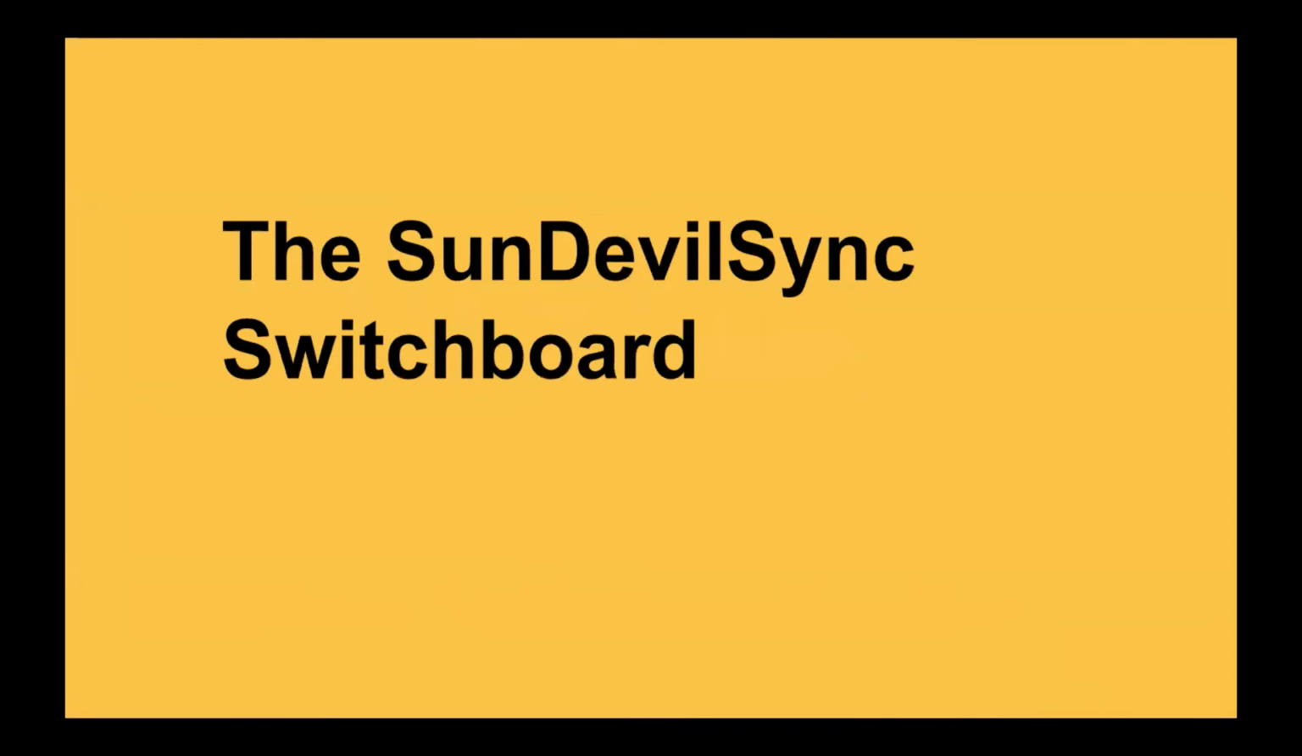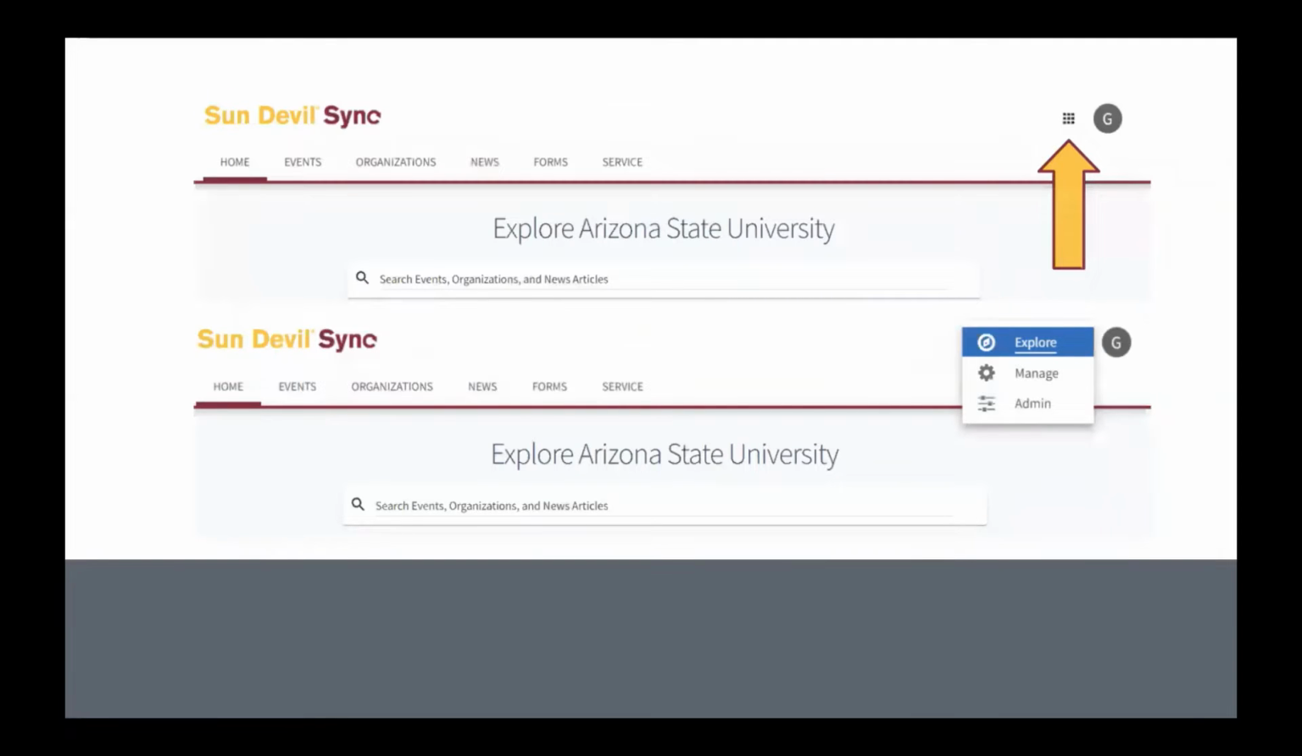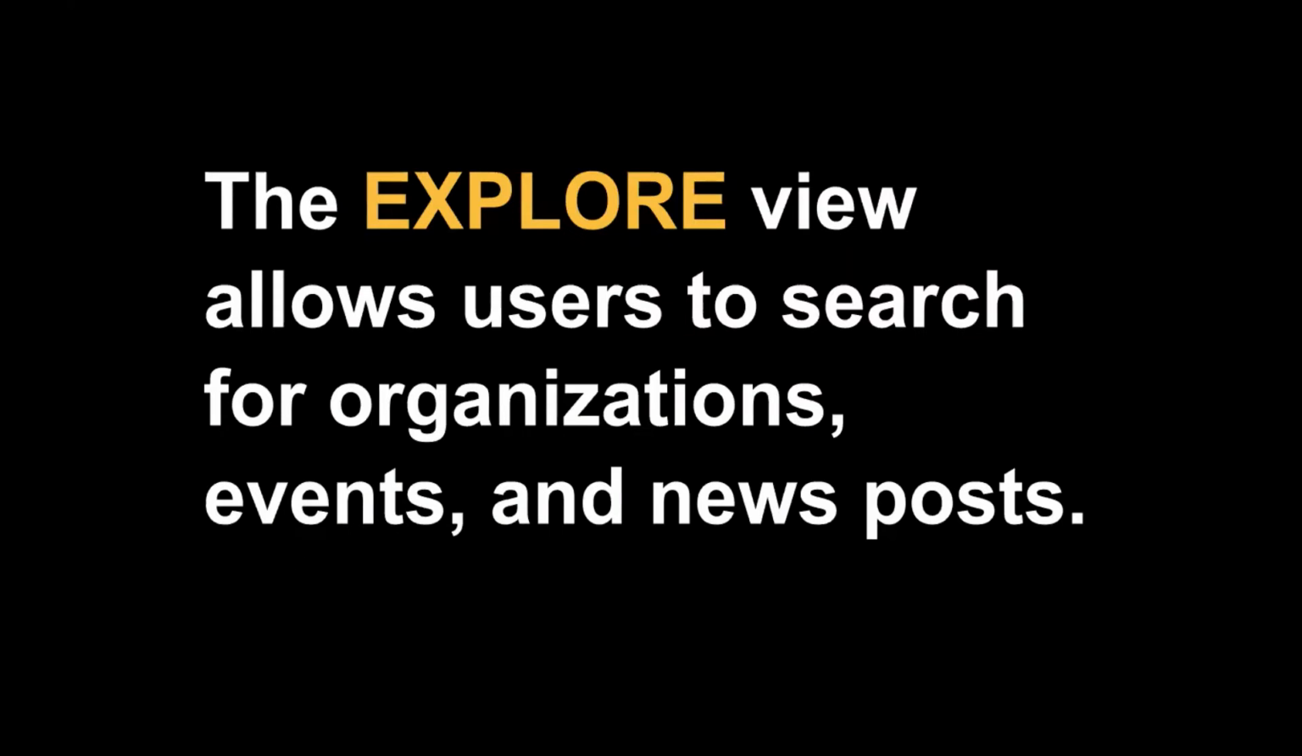Then there's the Sun Devil Sync switchboard. The 9 dots up by your profile icon, it'll drop down. There's 3 modes: Explore, Manage, and Admin, which you can see there. So Explore, this is just the basic view. It allows users to search for organizations, events, news posts, etc. It's just kind of looking through the platform.